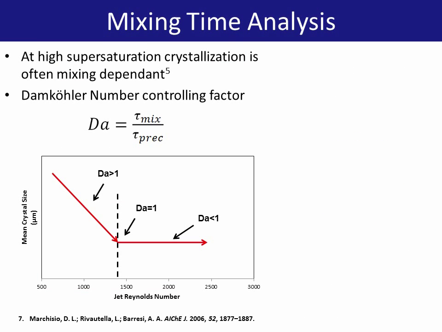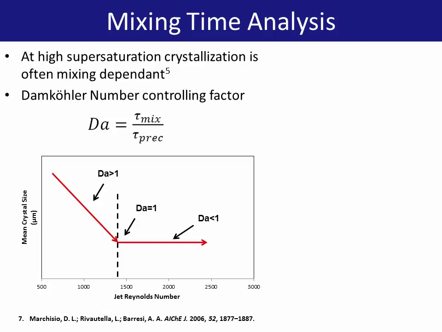The final important design consideration for a plug flow crystallization of this type is the effect of mixing. At the high supersaturations used in these devices, crystallizations can often be mixing limited in spite of the rapid mixing times provided by the Rowden and similar mixer designs. The Damköhler number has been suggested as the controlling factor in this process and is simply the ratio of the mixing time in the Rowden mixer and the precipitation time scale for the crystallization.